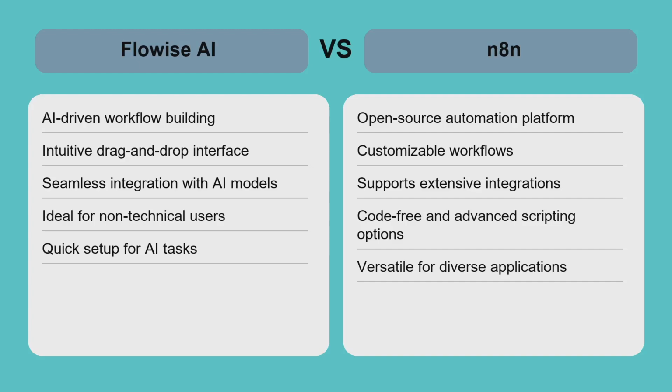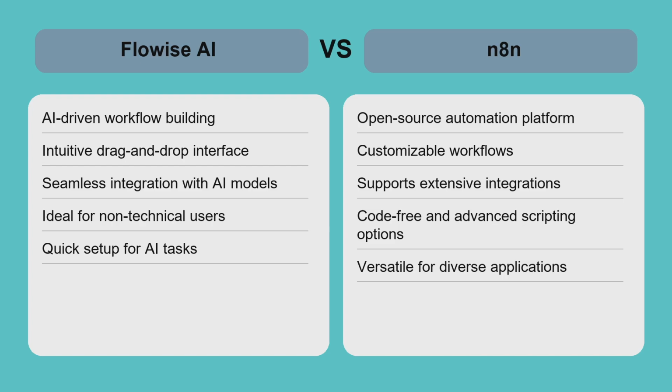Flowise AI excels in AI-specific automation with a user-friendly interface tailored for AI workflows, making it perfect for teams focusing on machine learning and natural language tasks. In contrast, n8n offers broader automation capabilities across many apps, ideal for users needing extensive integrations and custom workflows beyond AI. For example, a marketing team automating email campaigns and CRM updates may prefer n8n's flexibility, while a data science team automating AI model deployment might benefit more from Flowise AI's specialized features.